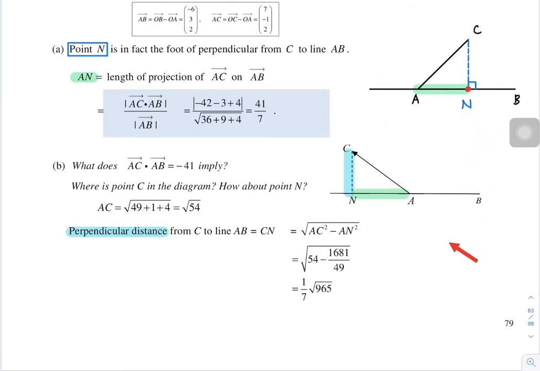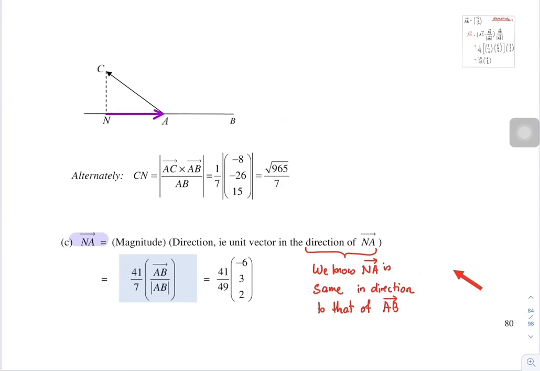Alright. So now the next part is to find the perpendicular distance from C to the line AB. So C to the line AB. Now as we have already found what is this distance, and we can also find what is this magnitude of the vector AC. Alright, so for us to find CN, we can use the cross product method that we have just learned, or we can use the Pythagoras law. Okay, so if we wish to apply the cross product method, basically just apply using the formula. Alright, then we will be able to get the actual distance of C to N.